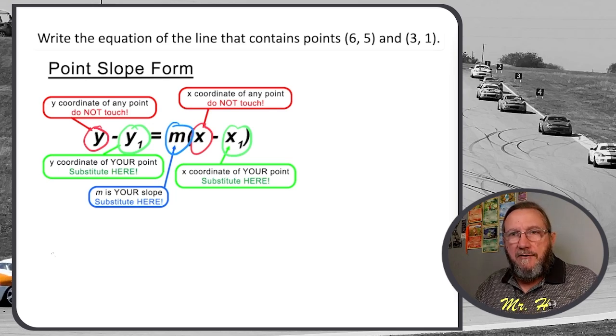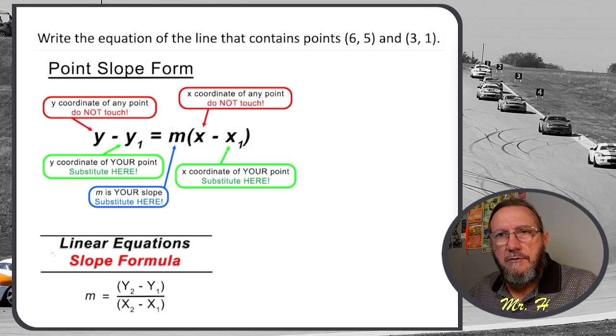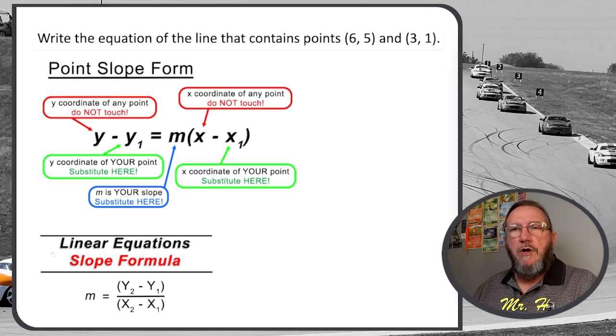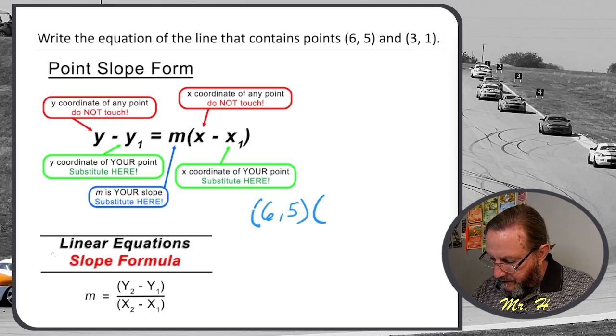How are we going to figure that out, Mr. Harrington? Well, let's take a look at that right now. Here is your equation for the slope. If you know 2 points on the line, you are going to be able to figure out the change of y and the change of x for that line. Let's take a look at this problem and see how we do that. Our 2 points are (6, 5) and (3, 1).